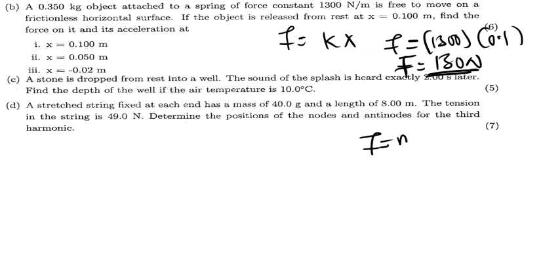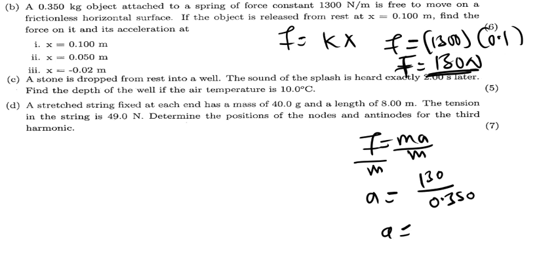When the force is 130 newtons, what will be the acceleration? Force is equal to mass times acceleration. To find the acceleration, divide both sides by the mass. Acceleration is equal to the force, 130, divided by the mass, 0.350. That is 371.43 meters per second squared.